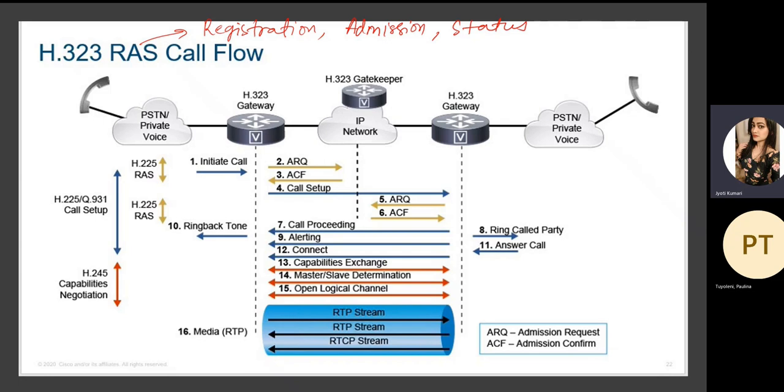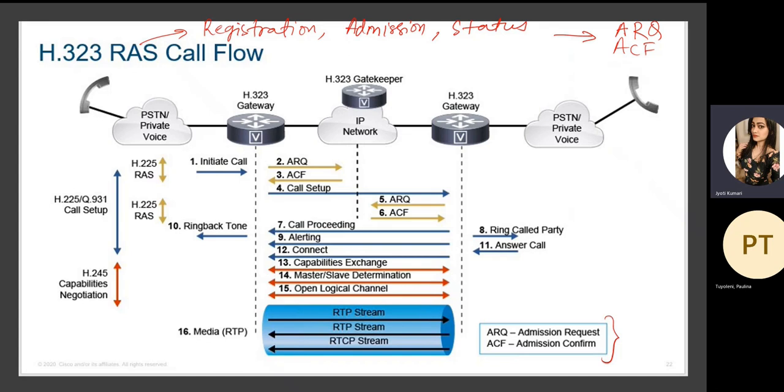So another method is the H323 RAS call flow. RAS is registration admission status. So this information is being exchanged in this method. Two types of steps are there in RAS call flow. There is ARQ and there is ACF. ARQ stands for admission request. So the initiator sends the admission request, and ACF is admission confirmation or admission confirm. Okay, it's written over here also. ARQ is admission request. ACF is admission confirm.